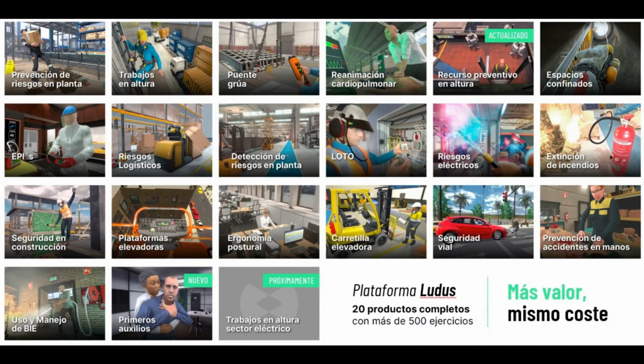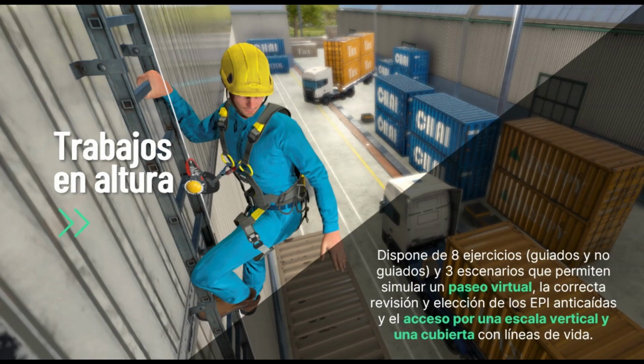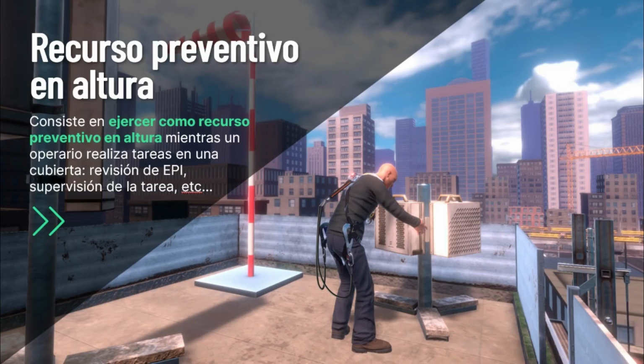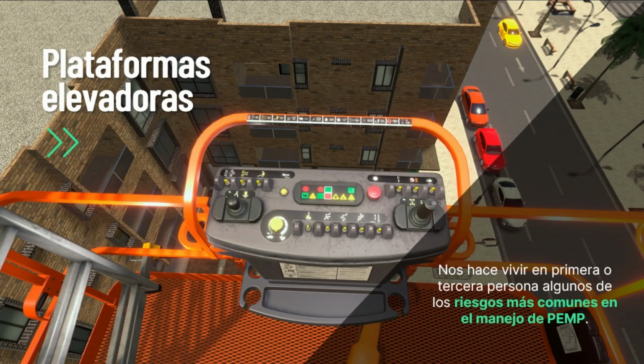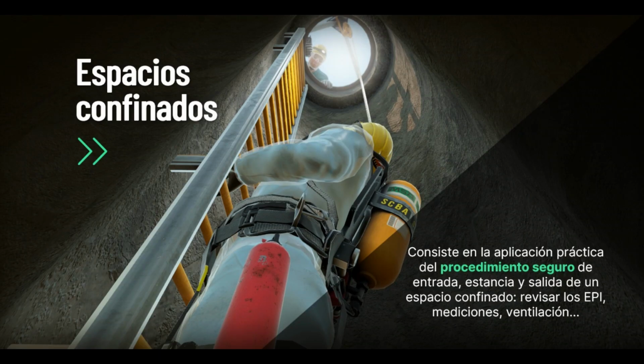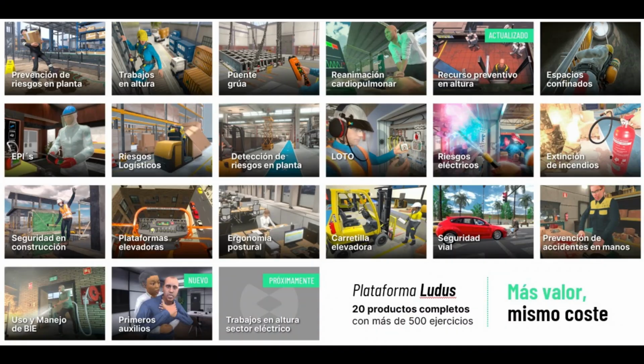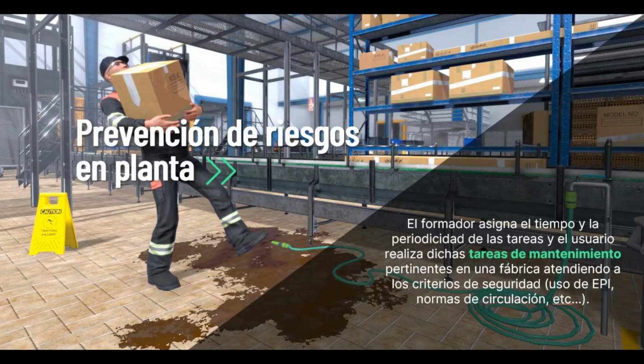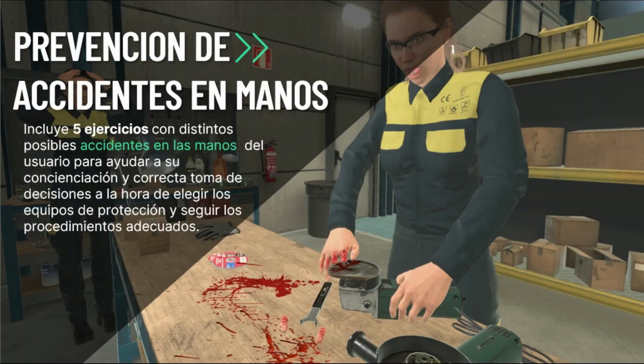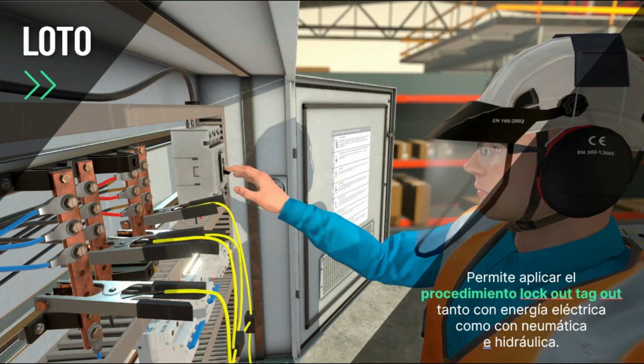For safety courses on working at heights, simulations can be used for working at heights, preventive resources at height, risks with aerial work platforms, confined spaces, and soon, working at heights in the electrical sector. For maintenance staff in factories, you can use simulations for hazard detection in the plant, risk prevention in the plant, accident prevention for hands, electrical hazards, LODO.